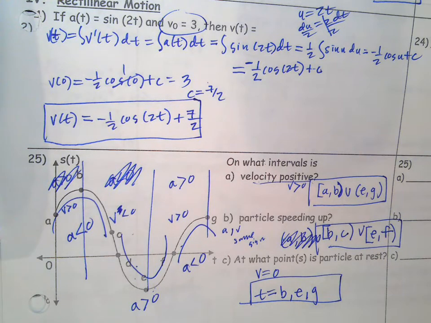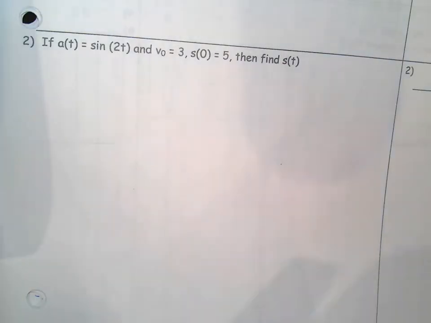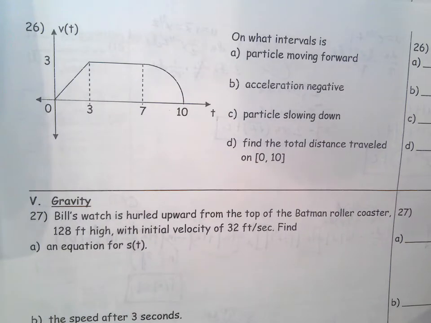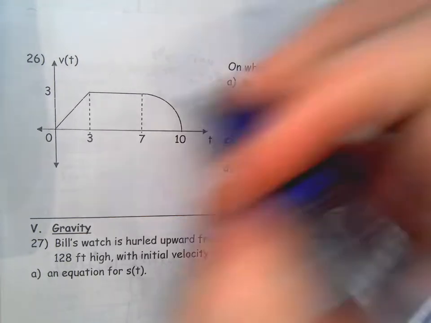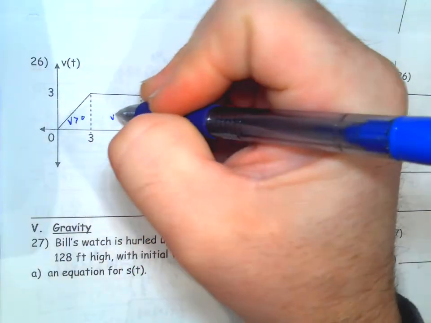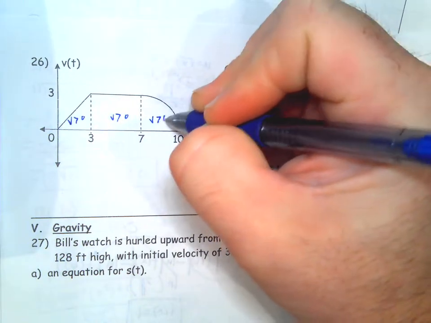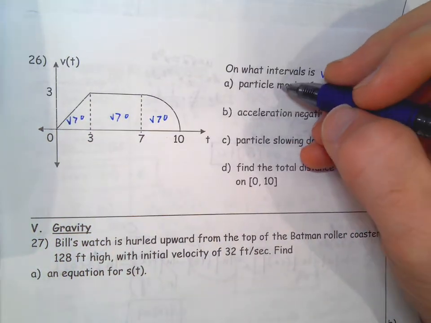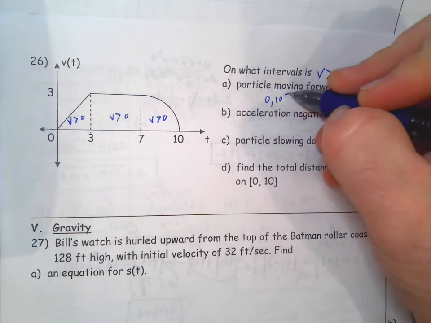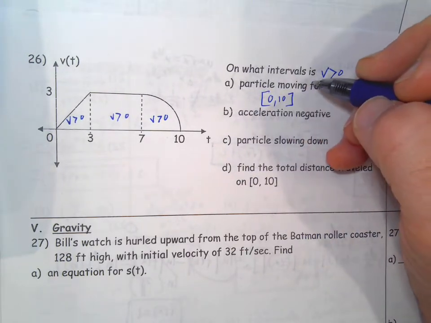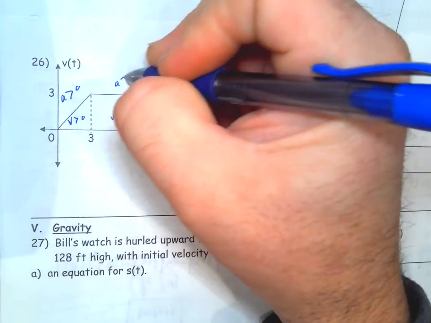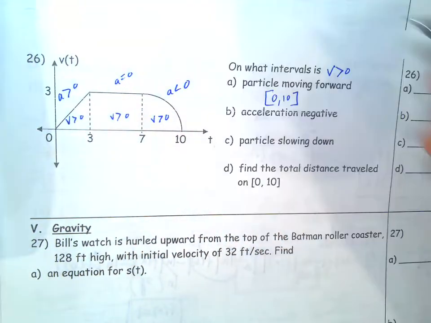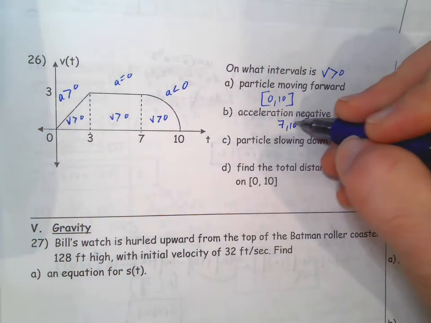All right, last page. Got a velocity curve. So when is the particle moving forward? That's positive velocity. Well, that's the whole time here. These are all the y values on its graph. So I'm going to say 0 to 10. Acceleration is negative. Well, acceleration would be the derivative of this graph. So here acceleration is positive, here acceleration is 0, here acceleration is negative. So I'm going to say 7 to 10. Don't include the endpoints.